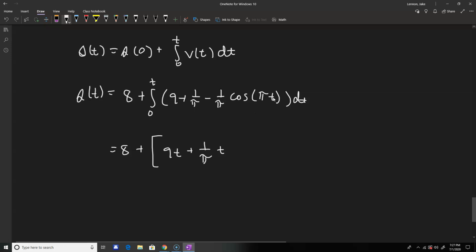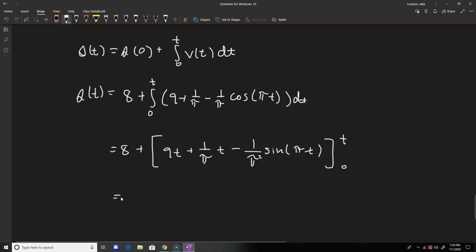So the antiderivative of cosine here is going to be sine, so we're going to get 1 over pi squared sine of pi t, and then we're going to want to subtract whatever we get when we plug in 0. Oh no, and then this is from 0 to t. So that is the antiderivative. Then we're going from 0 to t.